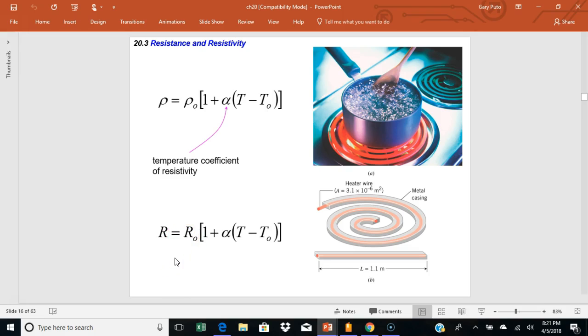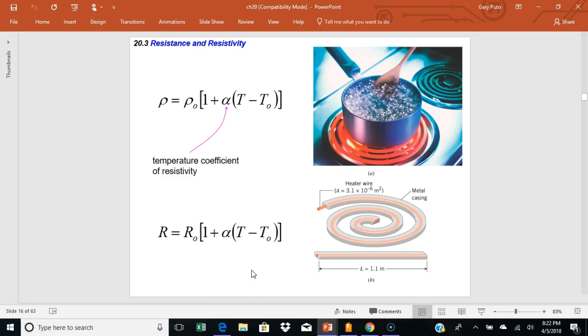Here you've got an electric oven, burners on an electric oven, where you've got coils of wire. The wire becomes hot. You've got a metal casing that surrounds the heating wire. The wire becomes hot in response to the flowing charge and heats the casing, and the length of the wire is 1.1 meters.